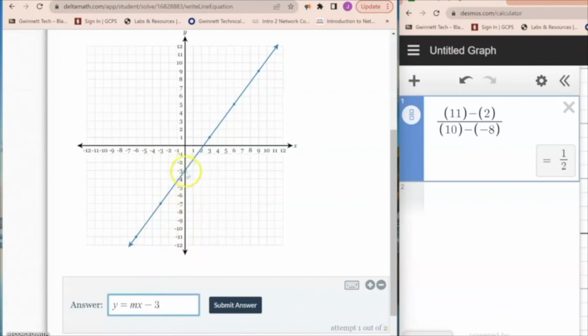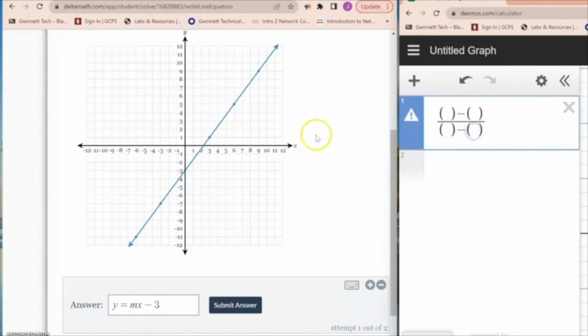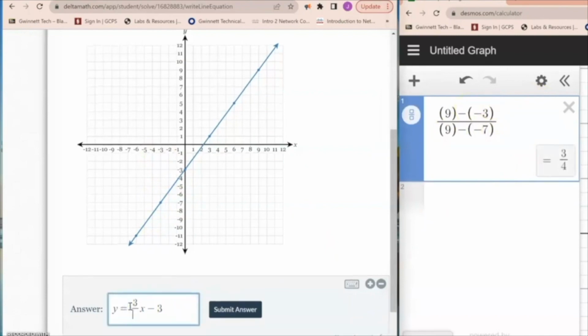Again, you can do these 2 points. I am going to do these 2 points really quickly. All right, pick a point. 9 goes with 9. So y on the top, x on the bottom. Here's another one. -3 goes with -7. So my m is 3 divided by 4.